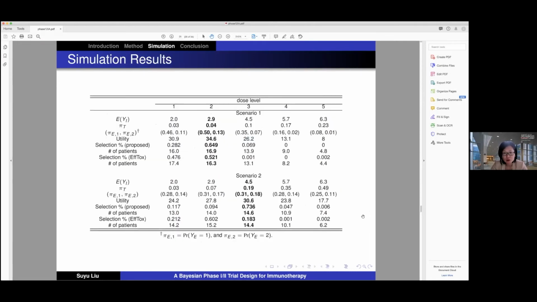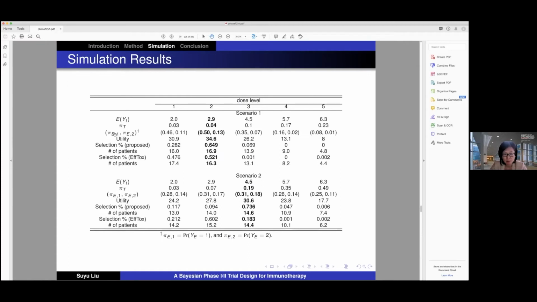And this slide shows you the simulation results for scenarios 1 and 2. In each scenario, in the table, each column represents the parameters for each dose level, from dose level 1 to dose level 5. The first row represents the true mean value for the immune response. And the second row represents the toxicity probability. And the third row represents the efficacy probability. We have two probabilities.